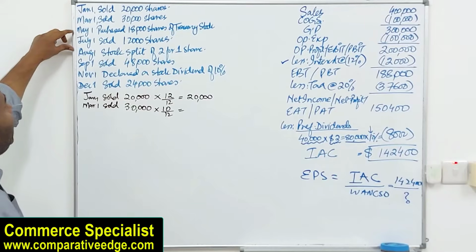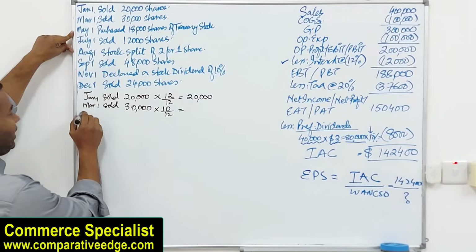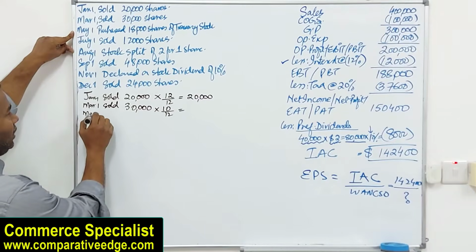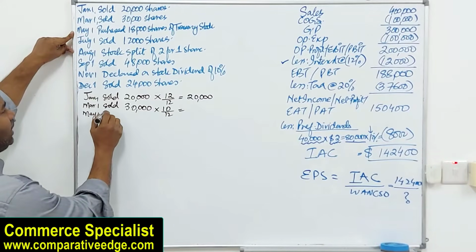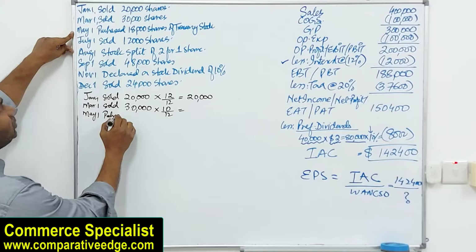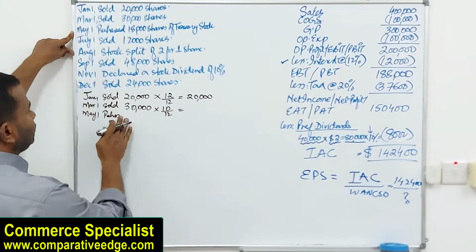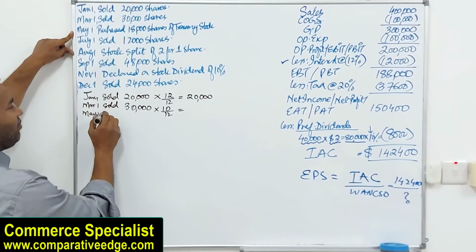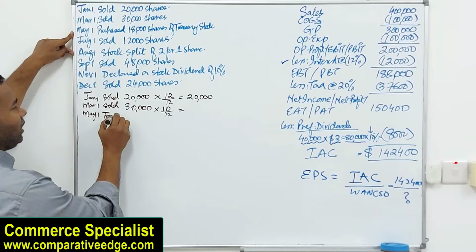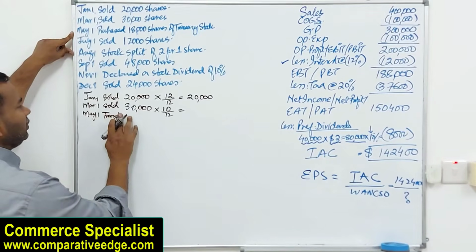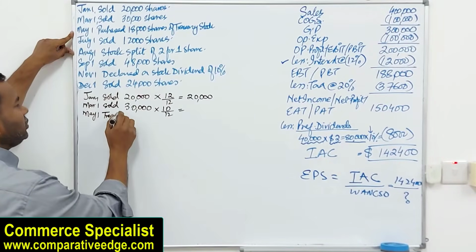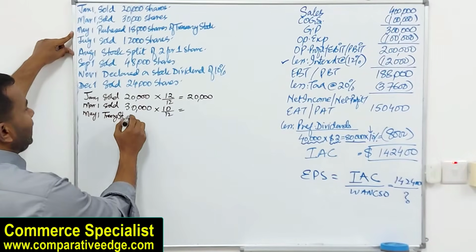Likewise, you're purchasing shares on May 1st. This is very important, guys. On May 1st, you are purchasing your own shares, which is known as treasury stock. So let me write it, treasury stock. When a company buys its own shares from the market, that's known as treasury stock. You're buying 18,000 shares.